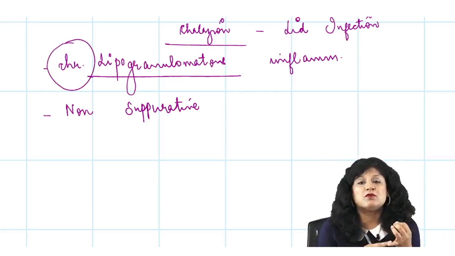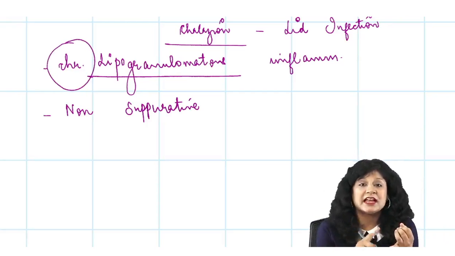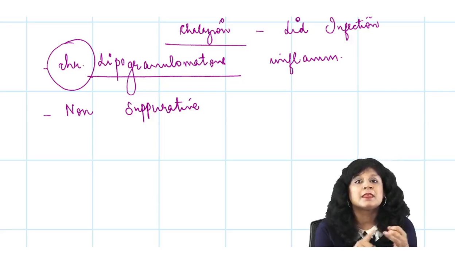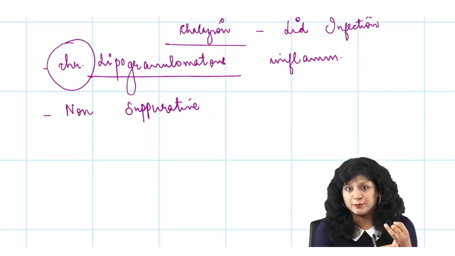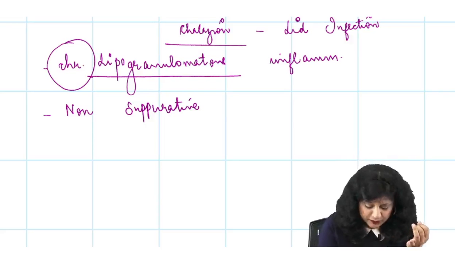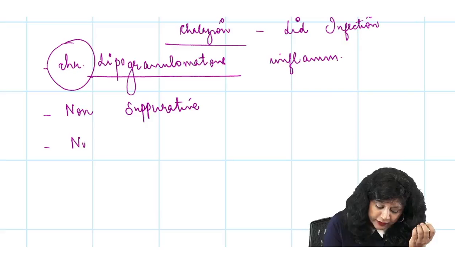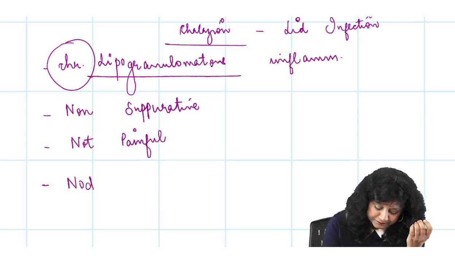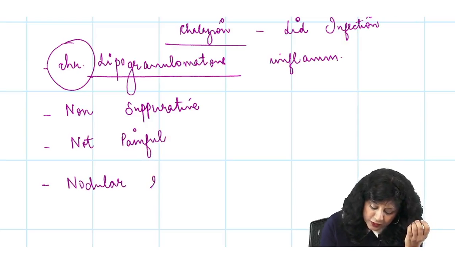And in the question what you are being given, that was a sudden onset, a purulent condition. So this is entirely opposite. This is a chronic condition, chalazion, lipogranulomatous inflammation, and it is not painful. It is not painful, rather you get a nodular swelling. You are getting a nodular swelling over the eyelids.